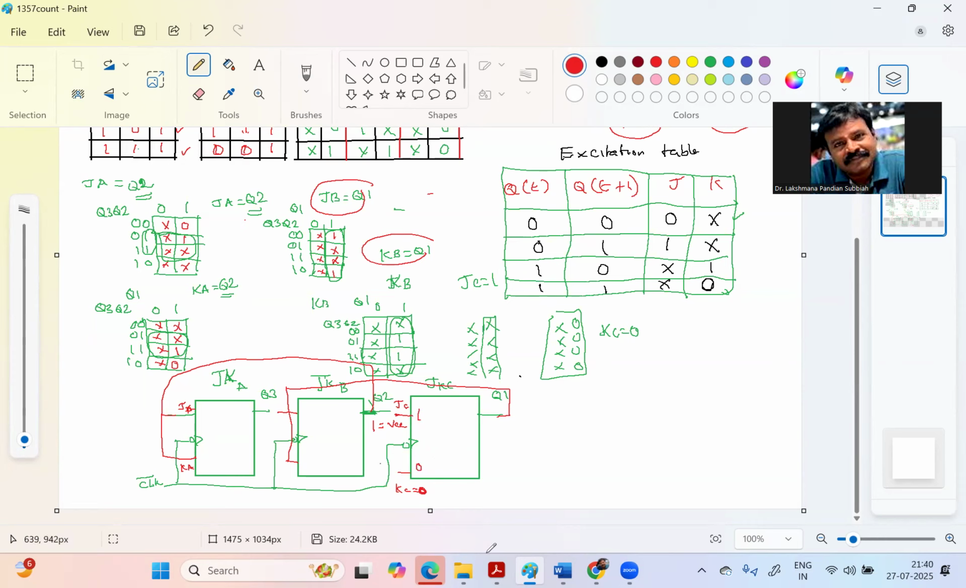So if you are giving the clock pulse, the first clock pulse will give the value 1, because this is 1, 0. So for 1, 0, we have the characteristic equation, right? The characteristic equation of JK flip-flop is JK, what is QT and what is QT plus 1.